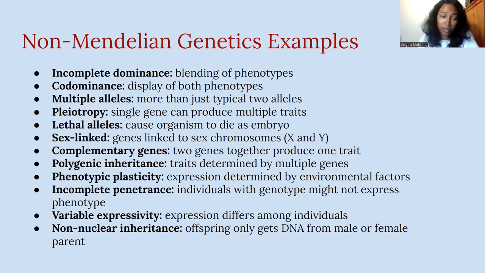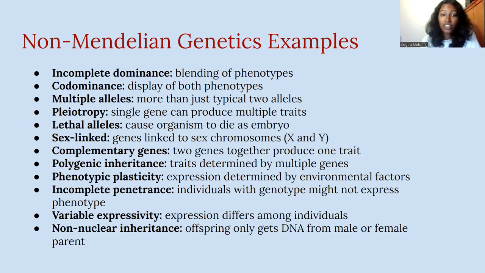Then there are sex linked genes, meaning that the genes are linked to the sex chromosomes, which are X and Y. So it's not following that general pattern of randomness with the chromosomes when we're looking at Mendelian genetics. There's complementary genes, where two genes together produce one trait. This is actually kind of similar to epistasis. Sorry, I keep saying it in both ways because I just do not know. But yeah, it is pretty similar, but it is different. And we'll talk about epistasis later.